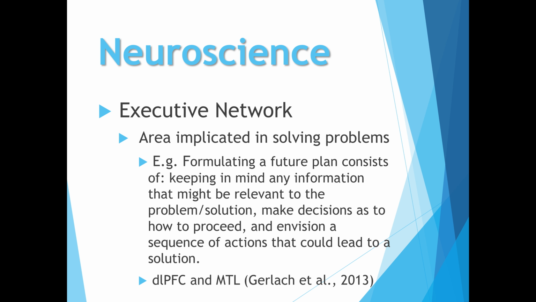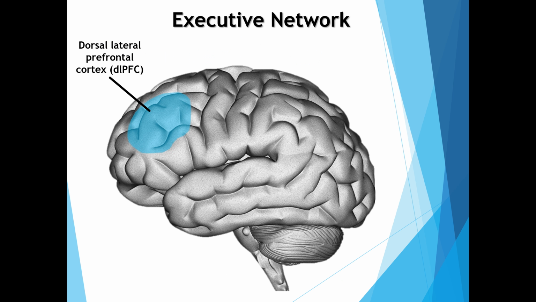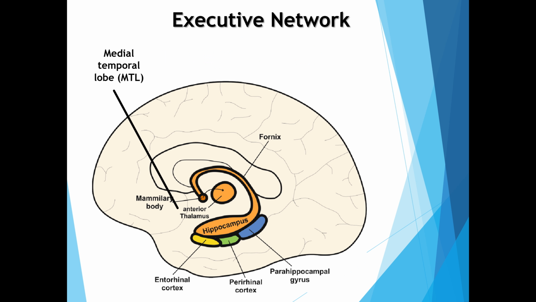Now, what does the executive network consist of? Well, it consists of the dorsolateral prefrontal cortex and the MTL, medial temporal lobe. Now here's the dorsolateral prefrontal cortex, the PFC. All right, it's the outside dorsolateral prefrontal cortex, so the dorsal top, lateral outside prefrontal cortex. That's bilateral, meaning both sides of the brain. This seems to be important for executive function.